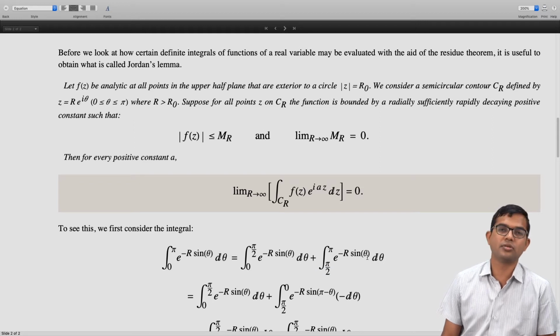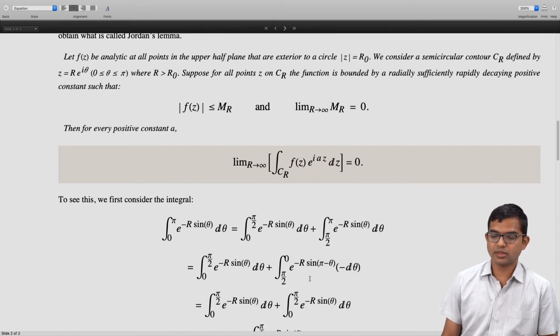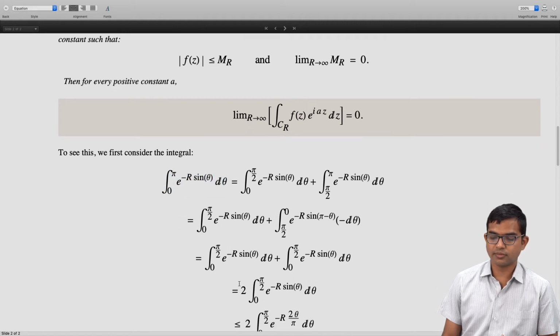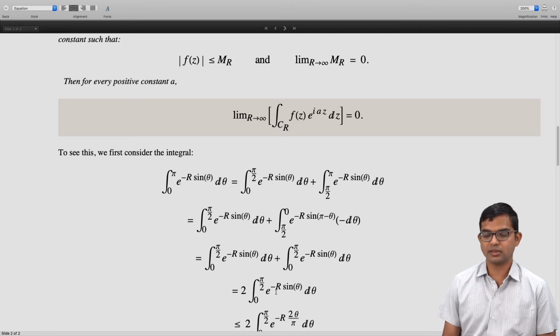So in place of theta you call it pi minus theta, and then the limits will be pi by 2 to 0. So in place of d theta you get minus d theta, and then you see that sine of pi minus theta is the same as sine theta, and this minus sign flips the limits, and basically you get that this integral is the same as this. So in fact this integral on the left hand side is 2 times this integral from 0 to pi by 2, same quantity, e to the minus r sine theta d theta.